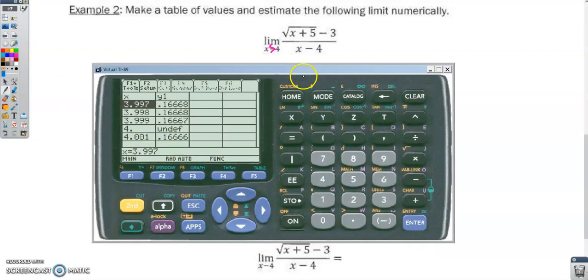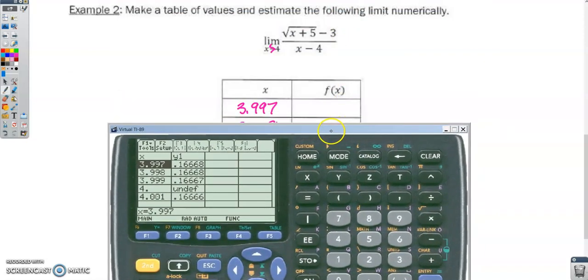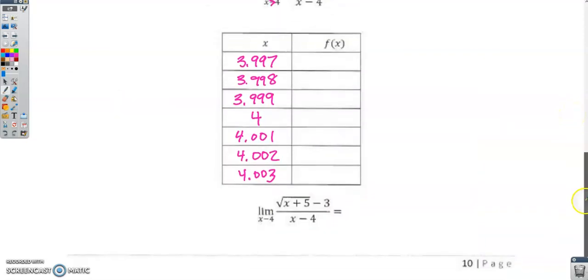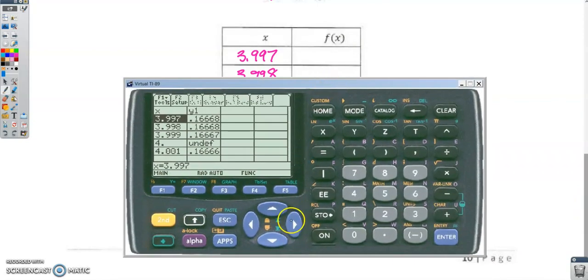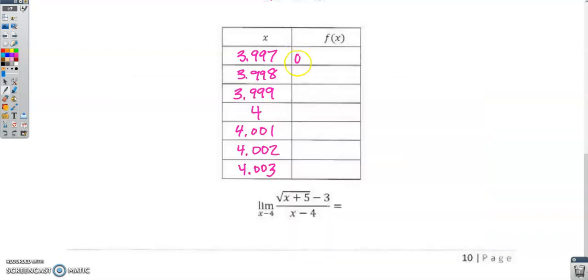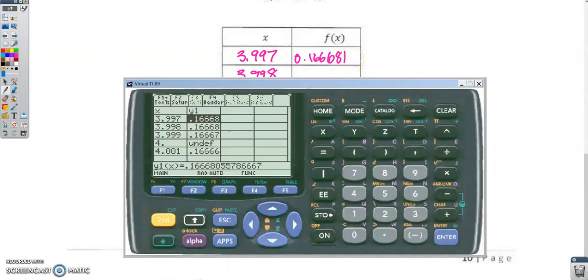And I just scroll up from there, and now I have the value at 3.997. If I want to see more decimal digits, or I want to see exactly what this is, because my calculator rounds it off to 5 digits, I can just scroll over and it'll give me the values for that. And I see that this is approximately 0.16681.